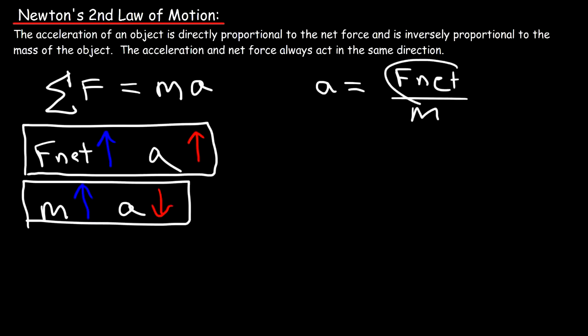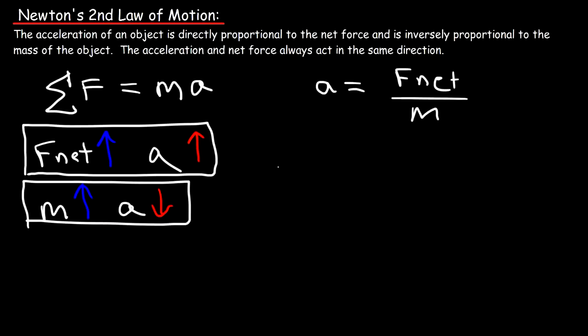So, if you double the force, what's going to happen to the acceleration? If you increase the net force by a factor of 2, the acceleration will double. If you increase the net force by a factor of 3, the acceleration will triple. Now, if you double the mass, the acceleration will be 1/2 of its original value. So it's going to decrease by a factor of 2. If you triple the mass, the acceleration will decrease by a factor of 3. So it's important that you understand that.